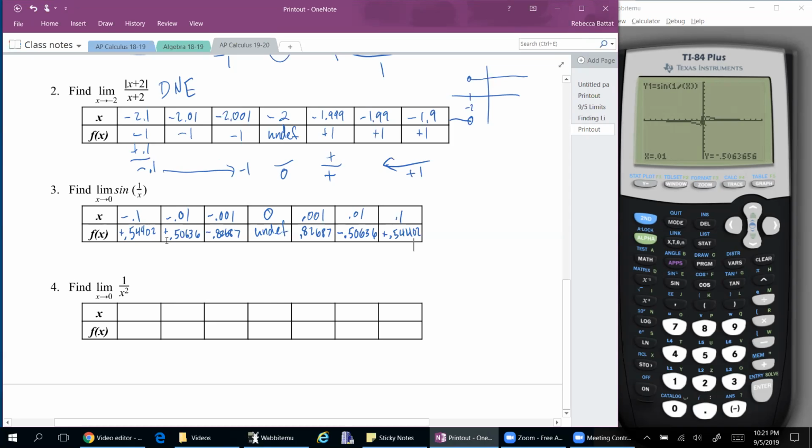Now let's try and figure out what it is approaching. Here we're at a positive number, here a negative number, a positive number, a negative number, a positive number. It's switching back and forth. We don't know what it's approaching.